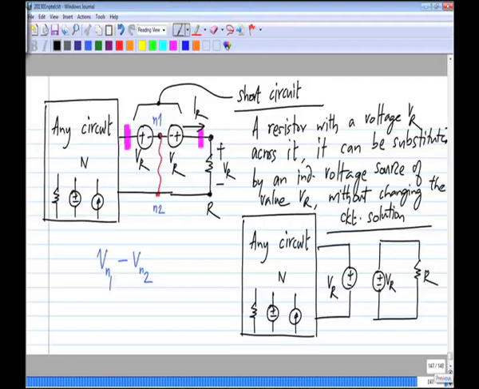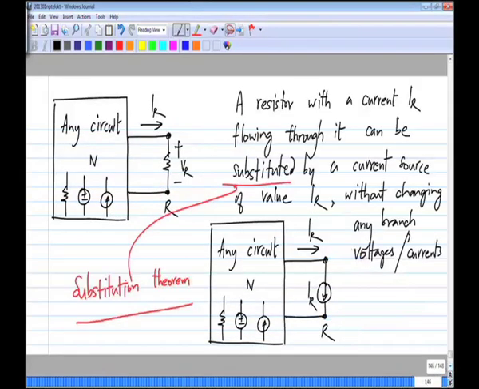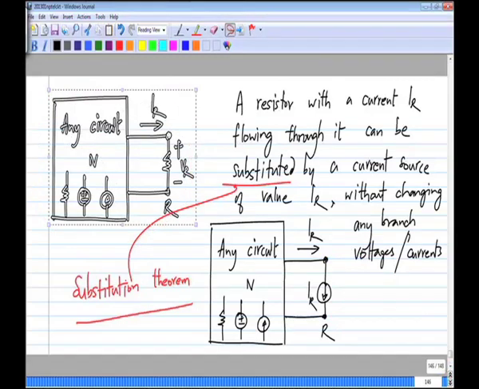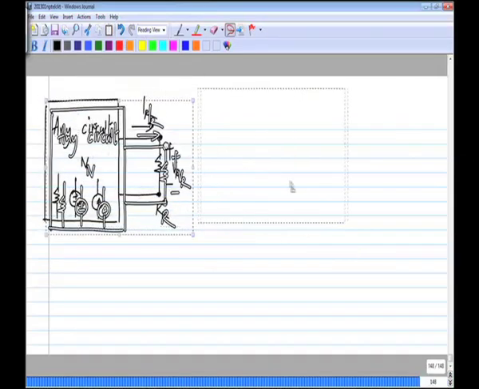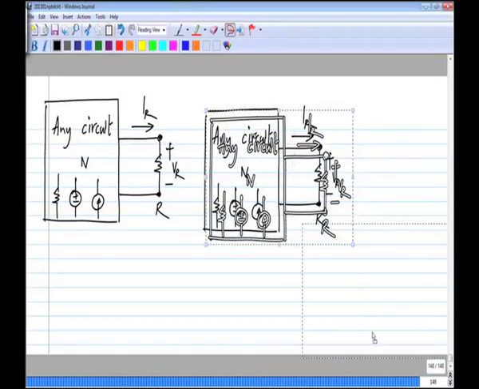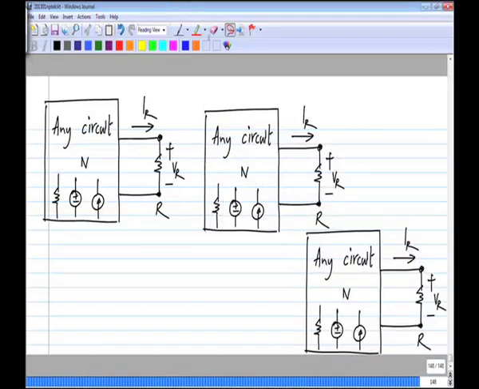So in summary, what it says is that if you have a circuit with a resistor R which has a voltage VR across it and a current IR through it, you can substitute that resistor by a current source of value IR in the appropriate direction or a voltage source of value VR in the appropriate polarity, and the circuit solutions will be exactly the same. That is, the branch voltages and currents here, here and here will be exactly the same.